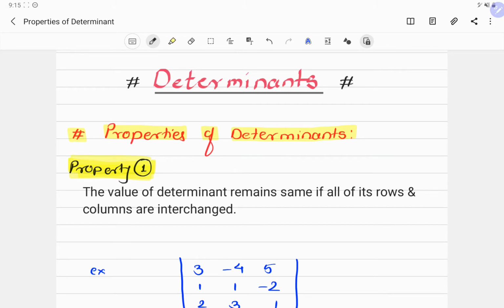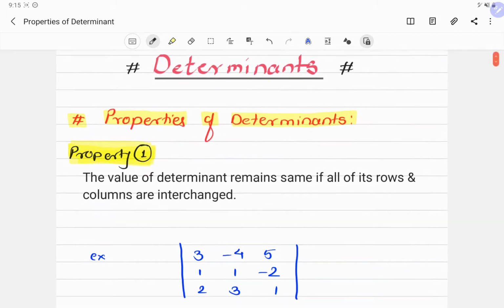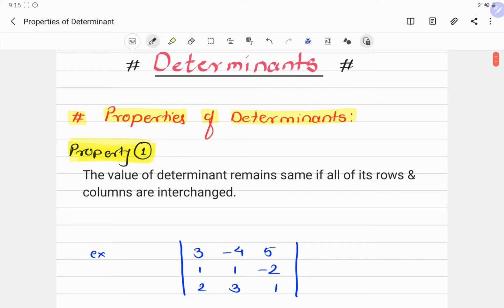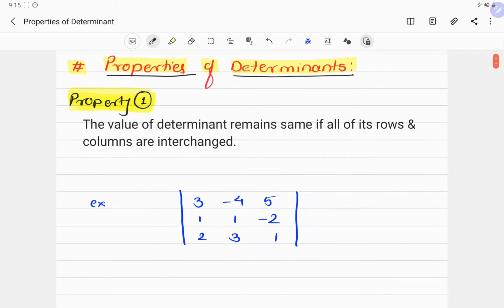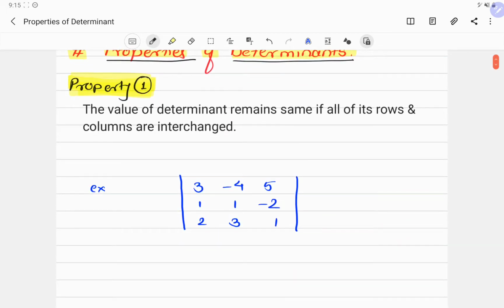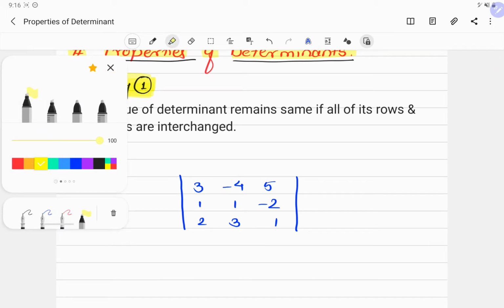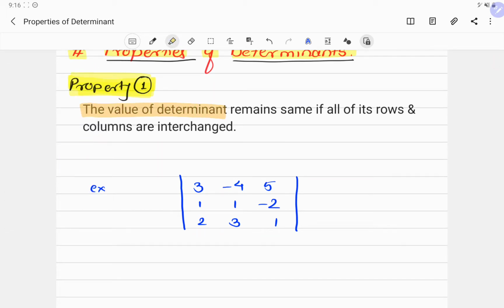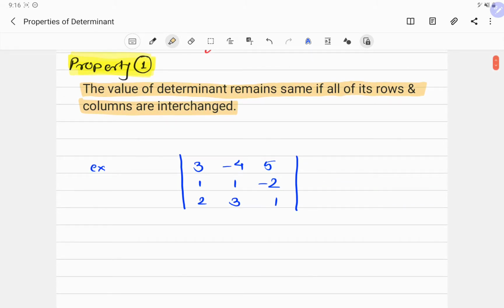If you remember in my previous videos, we already discussed a 2 by 2 determinant and a 3 by 3 determinant. Now this is altogether a different topic that we are studying today. So let's try to understand the different properties of determinants. Let's start with property number 1. Please read it very carefully: the value of a determinant remains the same if all of its rows and columns are interchanged. Let's try to understand the meaning of this property with a simple example.